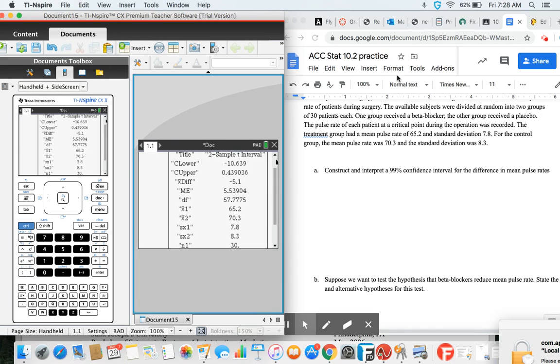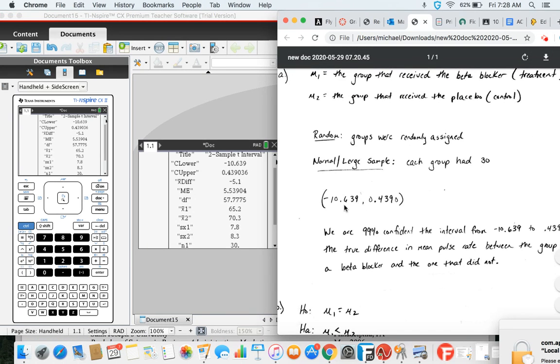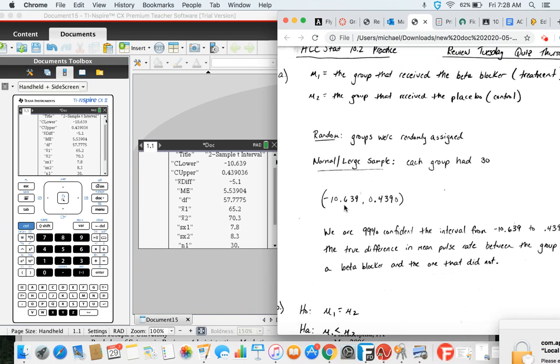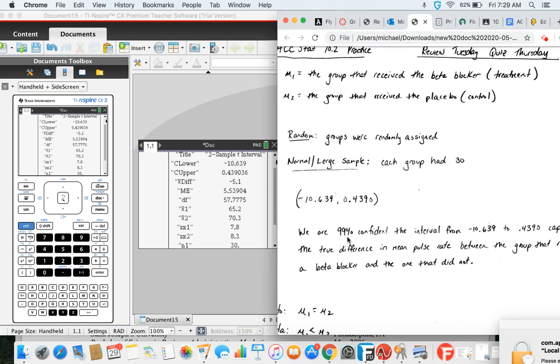And C lower and C upper. So here we're given our confidence interval. We're given negative 10.639 and positive 0.439. We write the sentence, right? We're 99% confident that this interval captures the true difference in mean pulse rate between the group that received the beta blocker and the one that received the placebo.